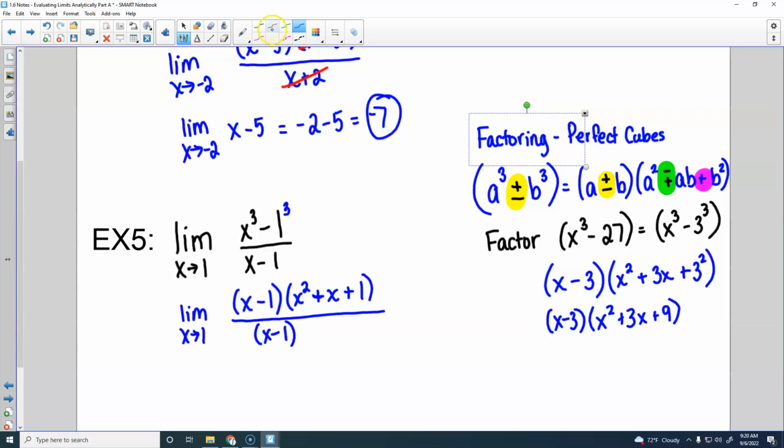Okay. Are we okay here? Now we can cancel, which is what we're hoping for on these types of problems. So we got the limit as x approaches 1 of x squared plus x plus 1. And I'm just plugging 1 into that. So I've got 1 squared plus 1 plus 1. And that's going to be 3.